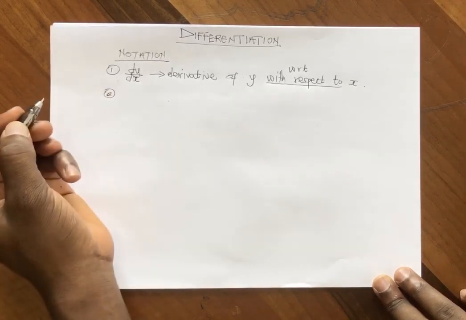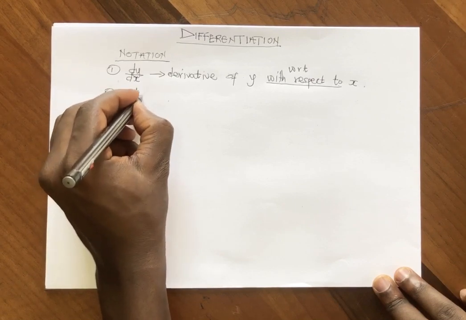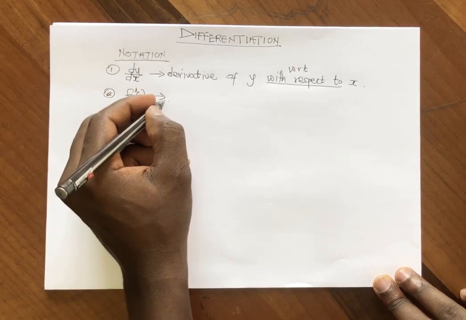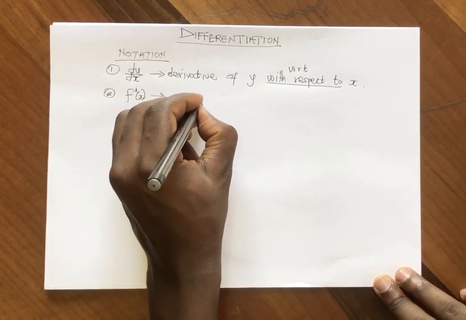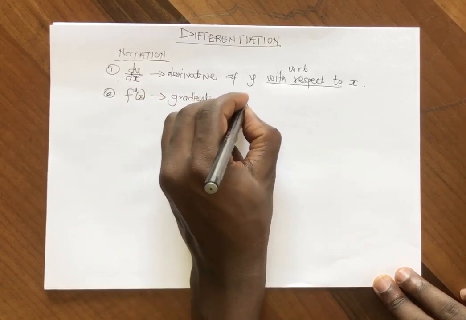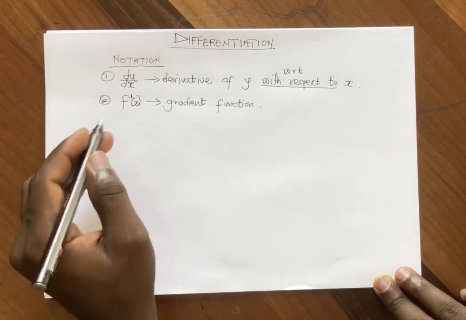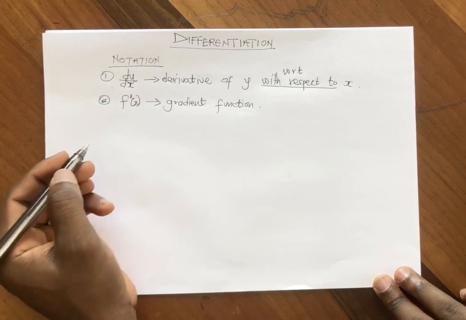Then the second notation is f prime of x. What this means is the gradient function of the curve that you'll be given. There are several functional notations, but we will look at these two. So let's start with differentiation.